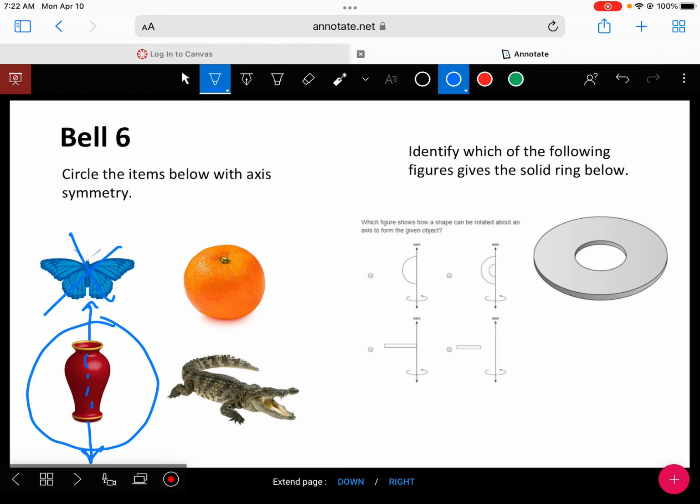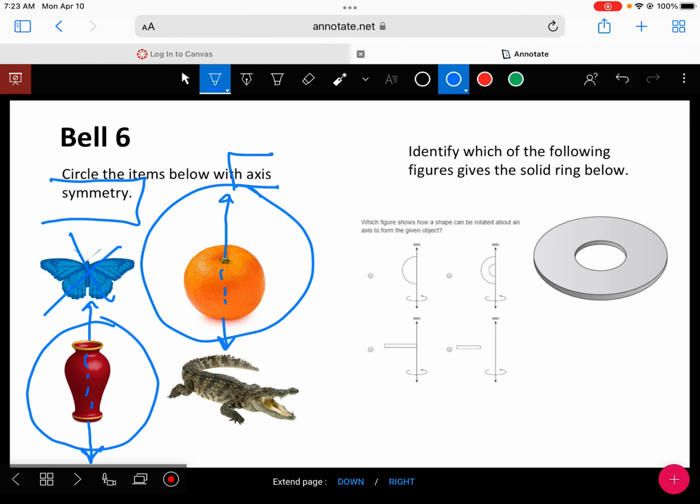The orange. Yes, the orange. If you look at that from all sides, that has axis symmetry. What about this crocodile or alligator? I can't tell which one that is. No. If you look at it from the side, it is not going to look the same. Okay? Any questions on that? It's like it's on a pottery wheel. It has to look exactly the same from all sides as you turn it.